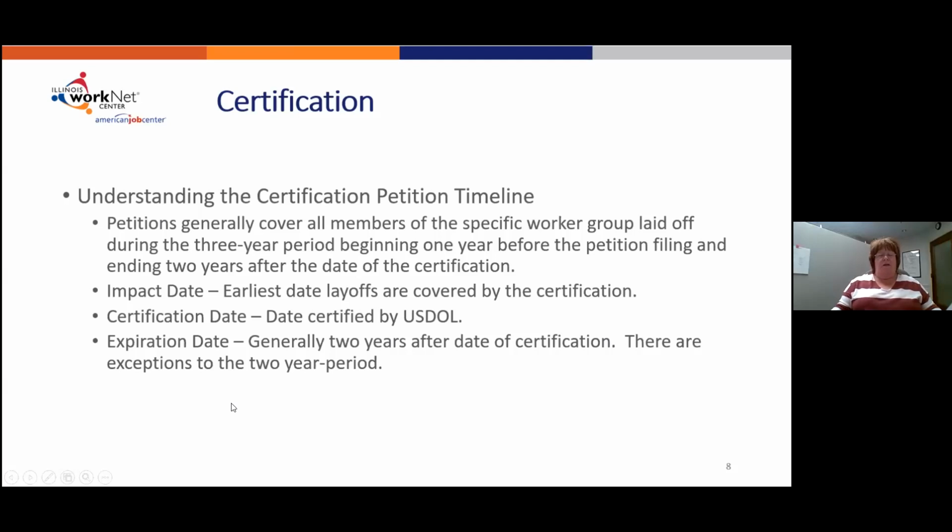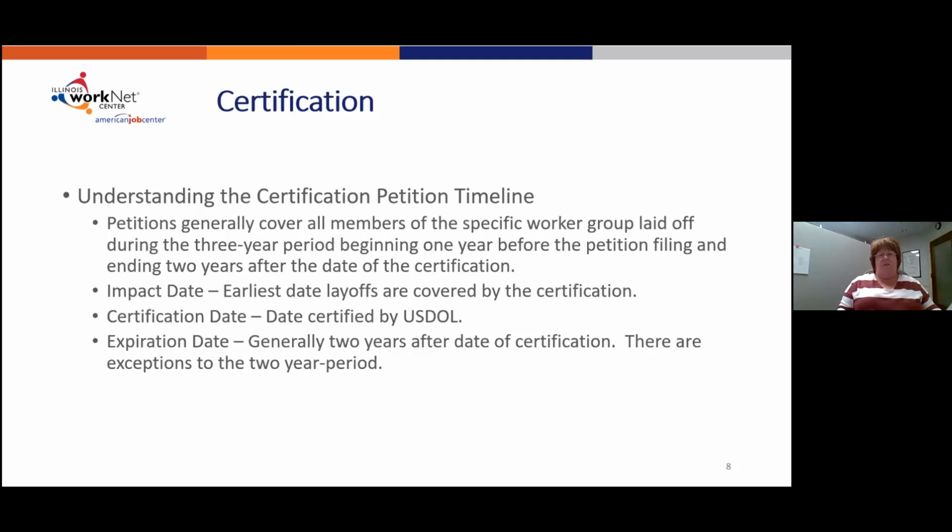So one of the main things that needs to be understood by the career planners and those working with the potential participants here is understanding that certification petition timeline, and all of the information is in the actual certification document itself. Generally, your petitions will cover all workers, all members of a specific worker group, who are laid off during that period, the impact period, which is usually 1 year before the petition filing date and generally 2 years after the date of certification. Those dates can change depending on the type of petition or certification that it is.